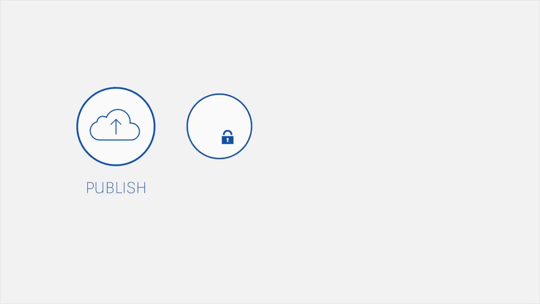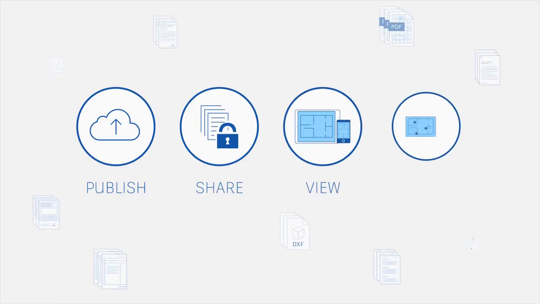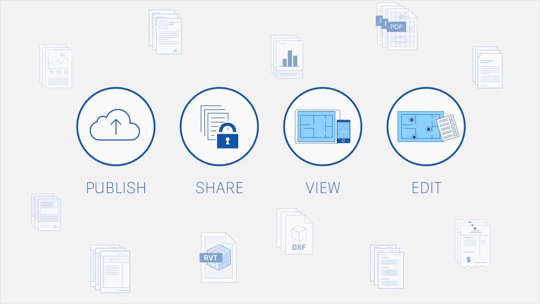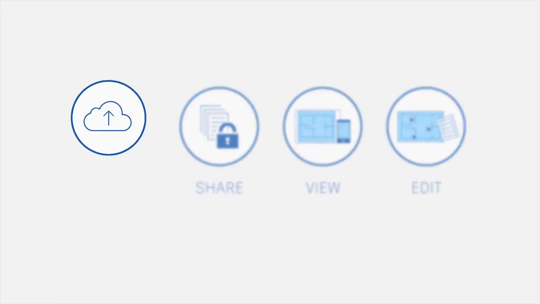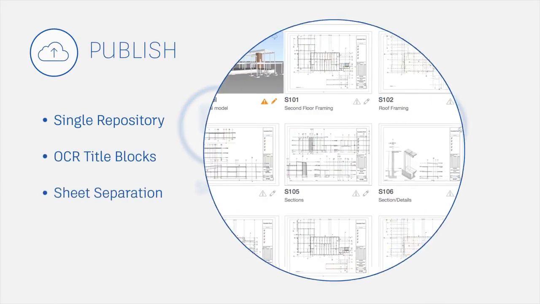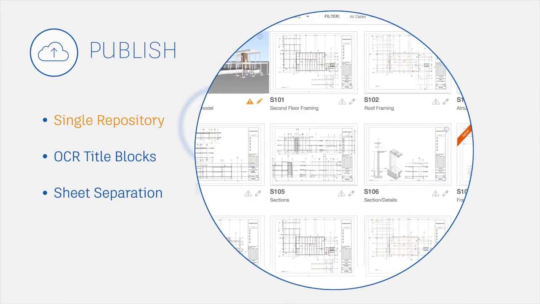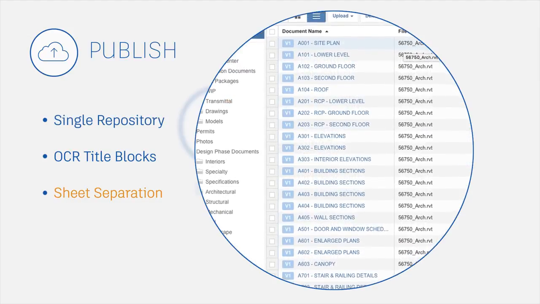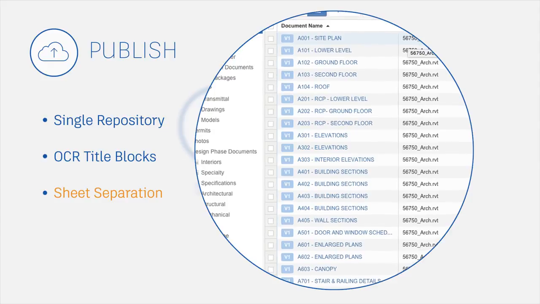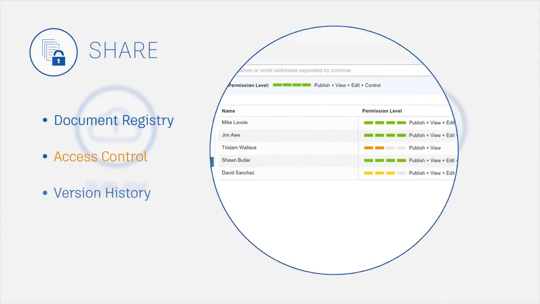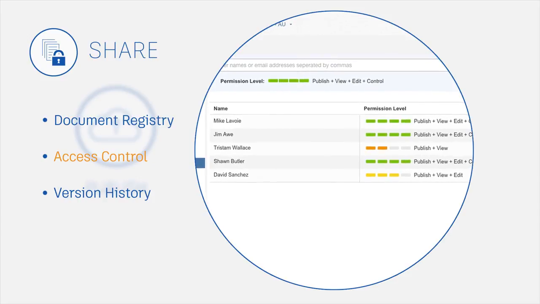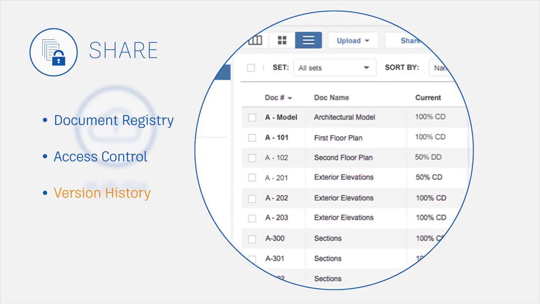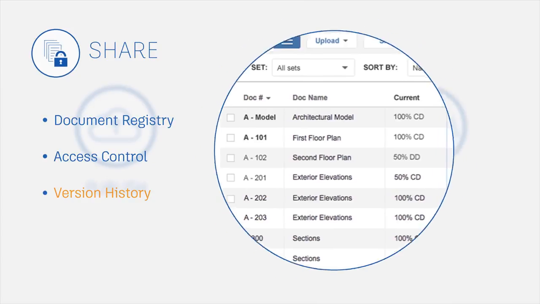BIM 360 Docs is the one app that manages all your project documents, 2D plans, and 3D models all the time. Publish, manage, and share all docs, 2D plans, and 3D models with unlimited storage in the cloud. Automatically separate and organize 2D sheets from multiple page PDFs and models. Control access to project files by user and permission level. Maintain version control and track changes.